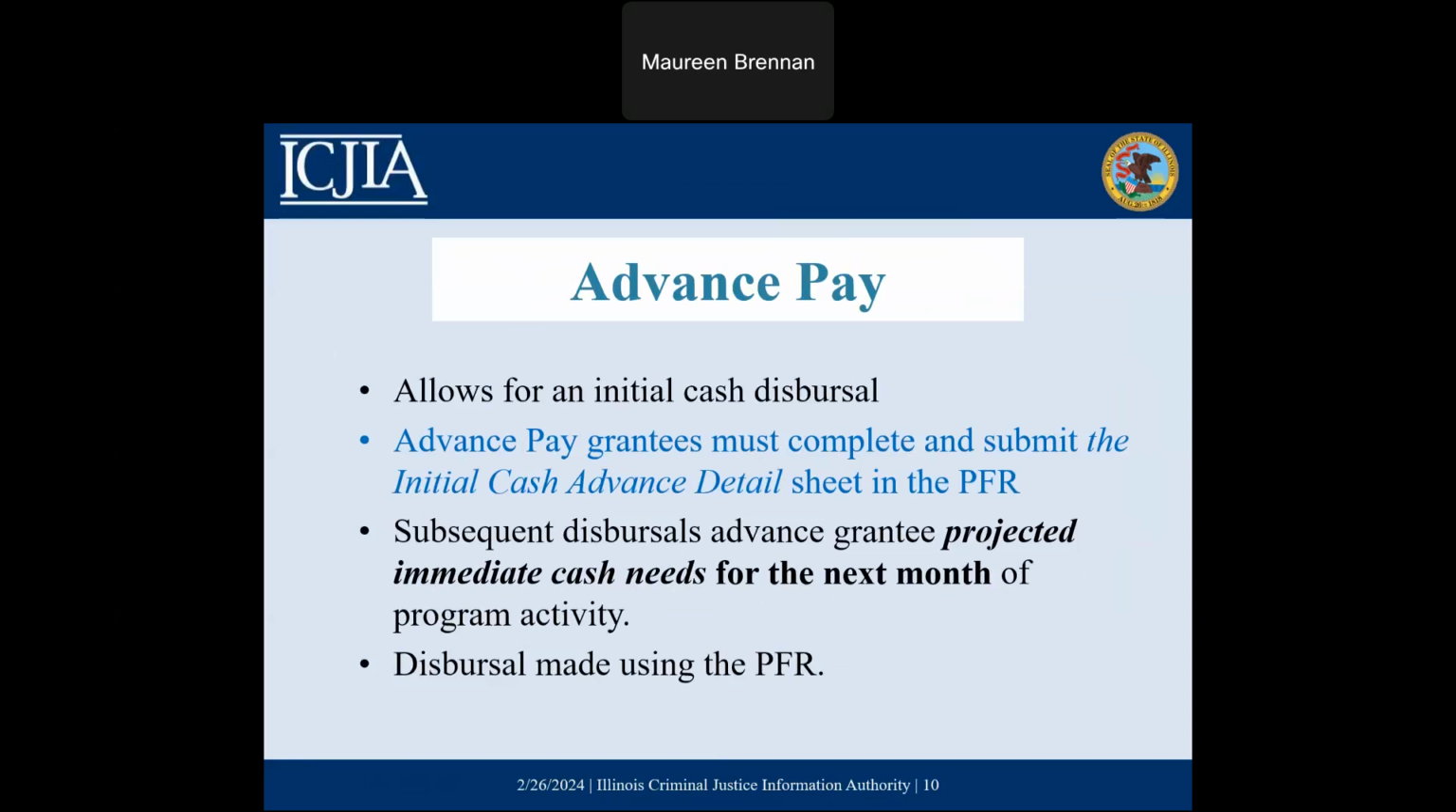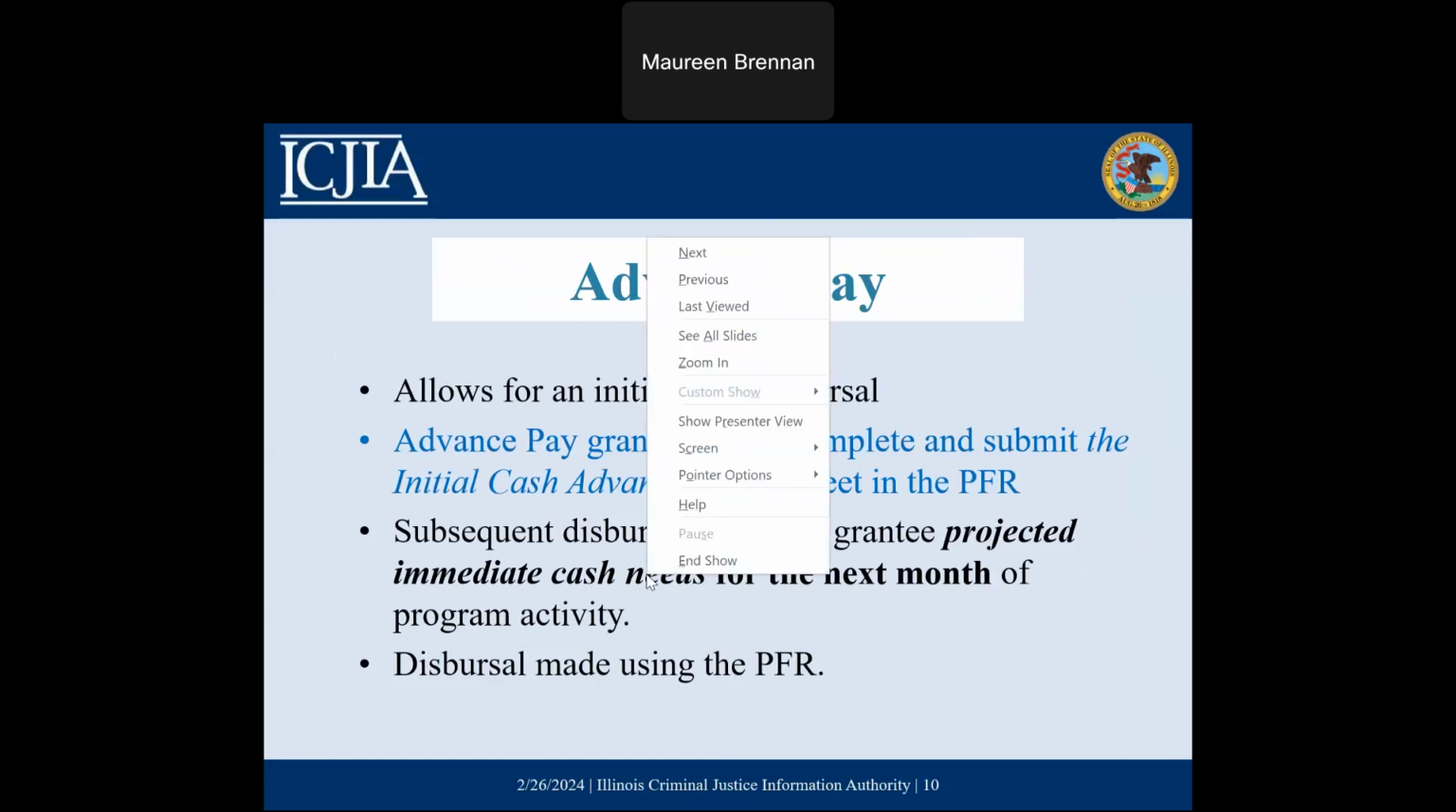After this initial cash dispersal, subsequent dispersals advance the grantee their projected cash needs for the next month of program activity. And it's just looking at that cash budget and seeing what you believe you need to expend over the next month, and we give you an advance of those expected expenditures. And again, the dispersal of those funds is always made through the PFR.